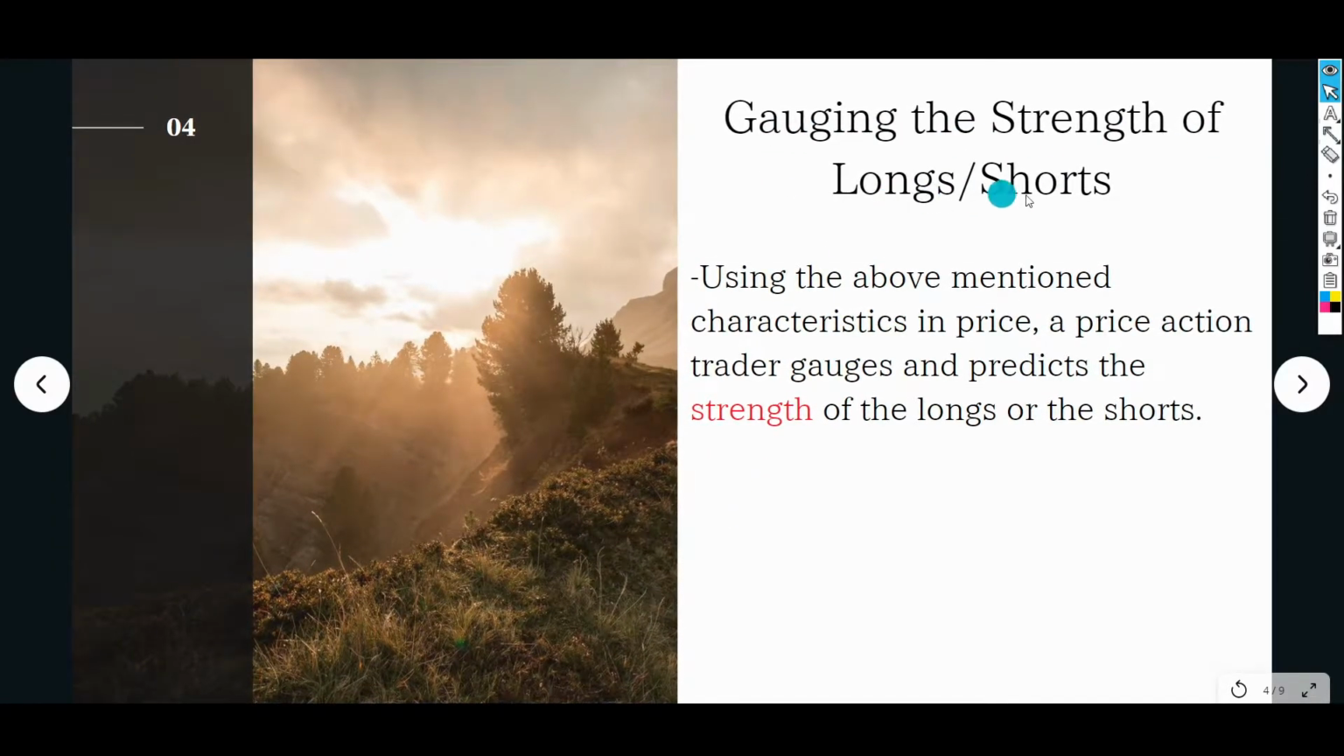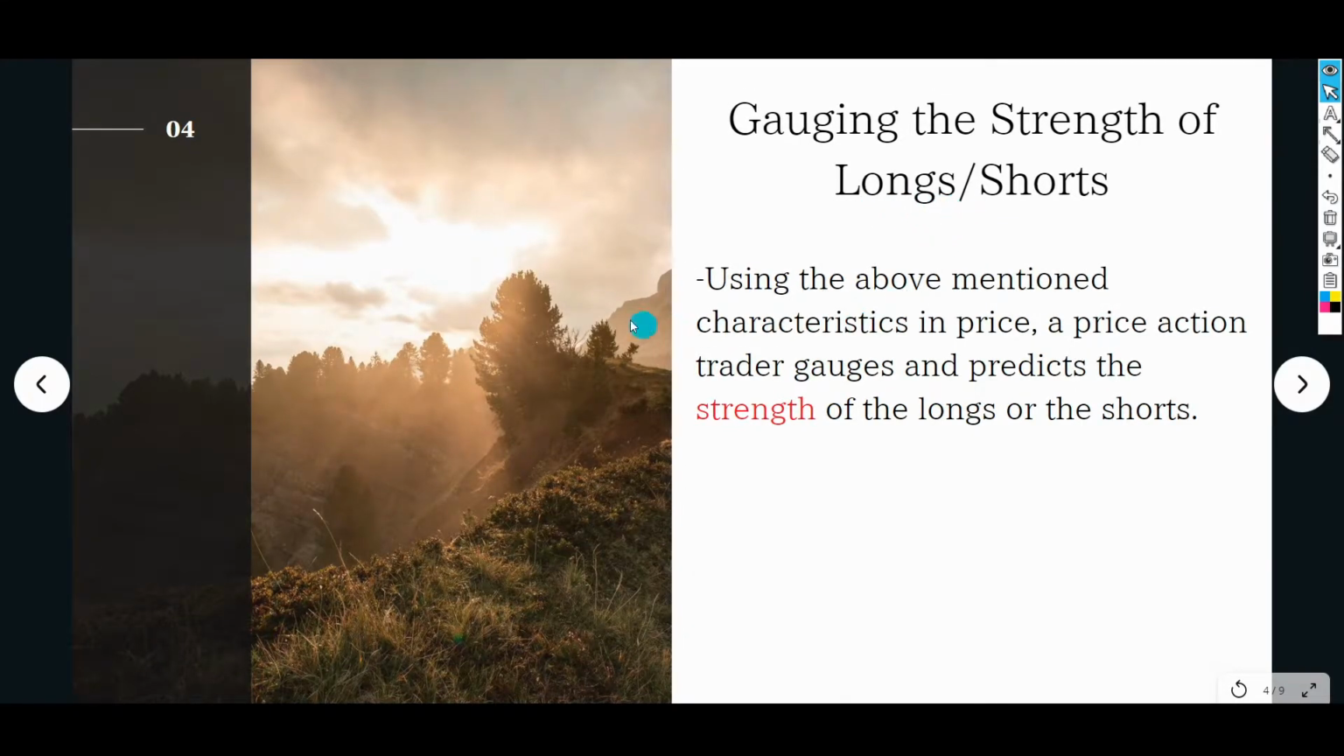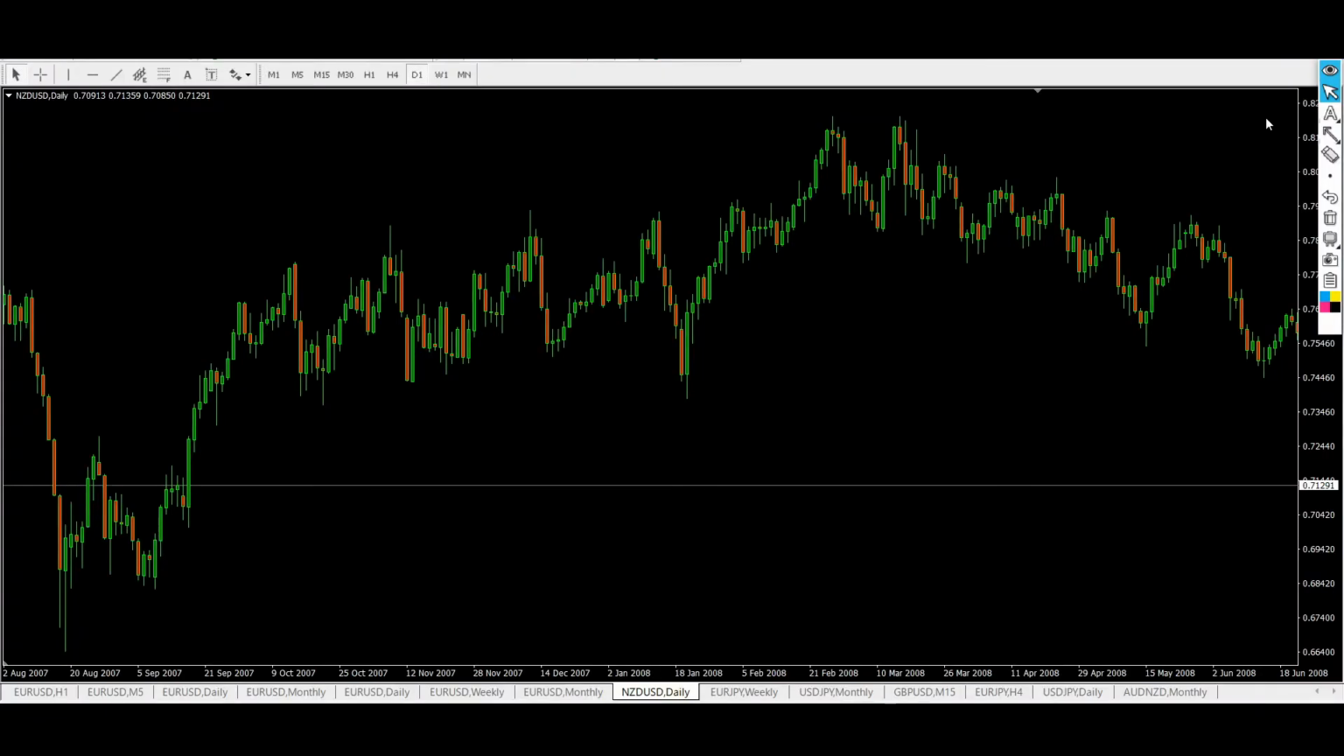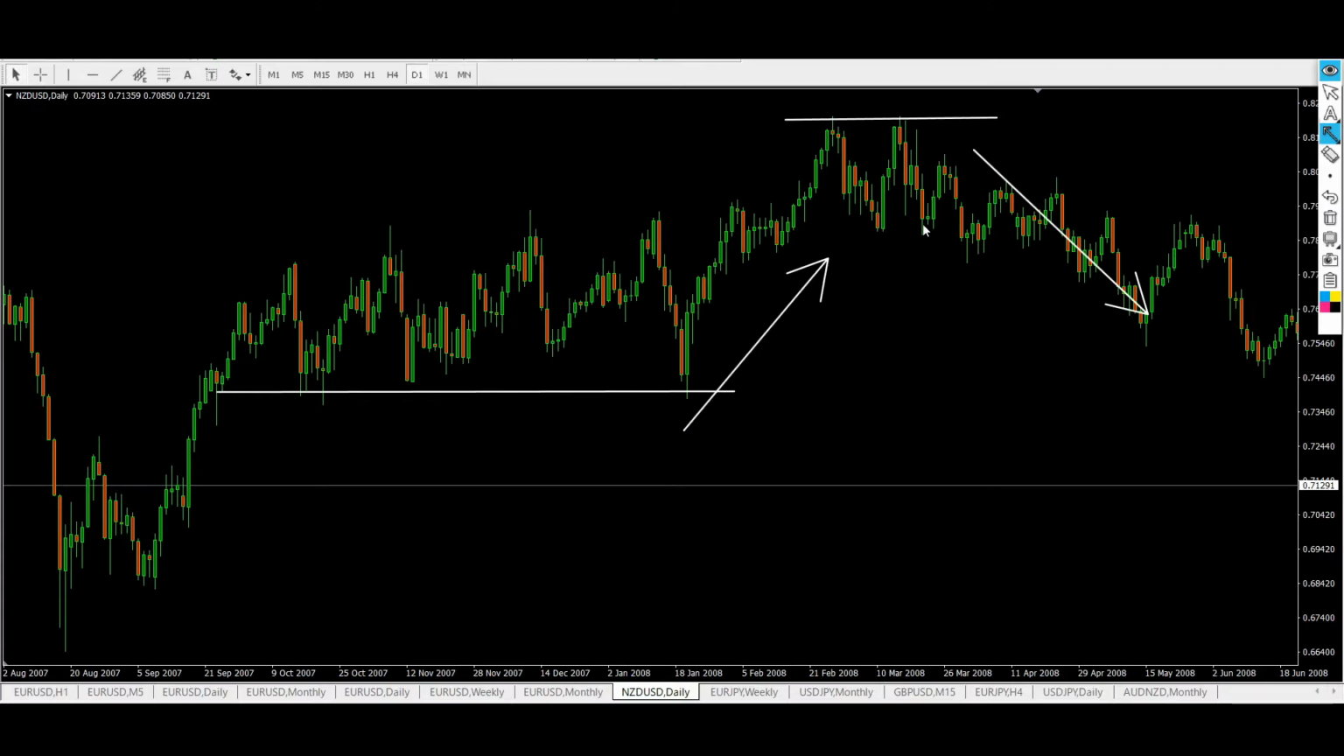Now, gauging the strength of longs and shorts. What we're essentially doing with price characteristics is those price characteristics are actually telling us how strong or weak longs or shorts will be in the future. Right? So using the above mentioned characteristics in price, a price action trader gauges and predicts the strength of the longs or the shorts. So it's like the prior example, this support on this 4th touch right here shows us that there will be strength long in the future, as well as this double top shows us that there will be strength down in the future. So let's keep going.